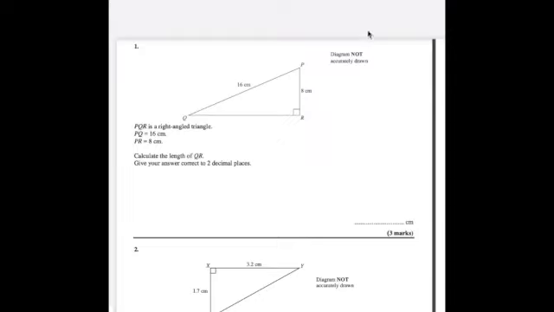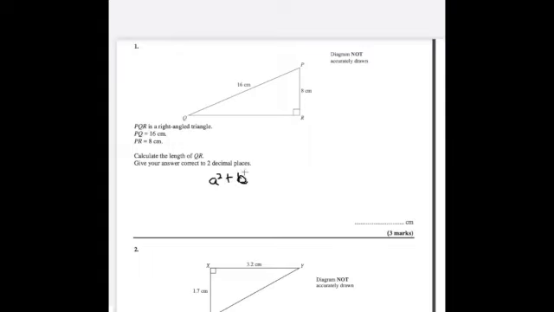So, starting off with the first question, we have a right angle triangle. You can see PQ is 16 centimeters, PR is 8 centimeters. Calculate the length of QR. With Pythagoras' theorem, you use the formula a squared plus b squared equals c squared. This is the beginning of anything to do with Pythagoras' theorem, and this is the first basic question you get within Pythagoras' theorem.